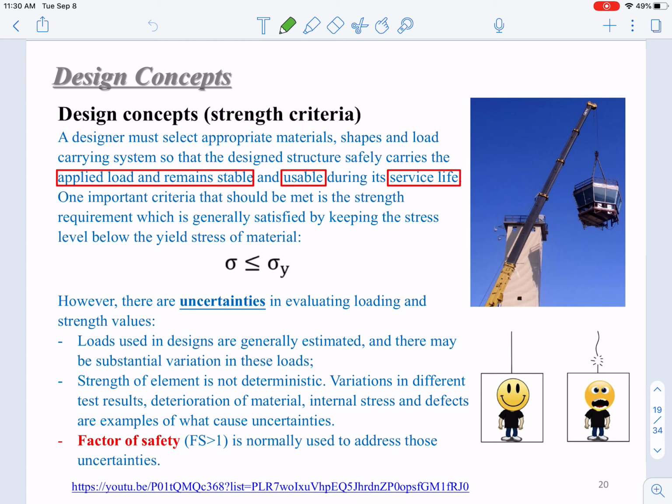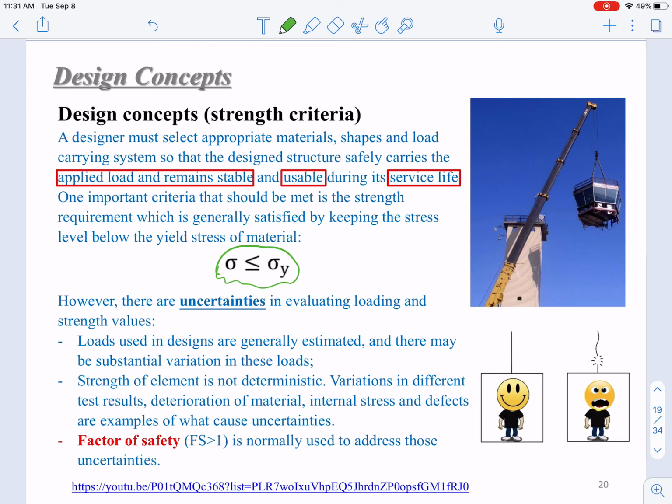Okay, the strength requirement is generally satisfied by keeping the stress level in the structural members below the yield stress of the material. Okay, this can be summarized as: the real stress is lower than the yield stress.